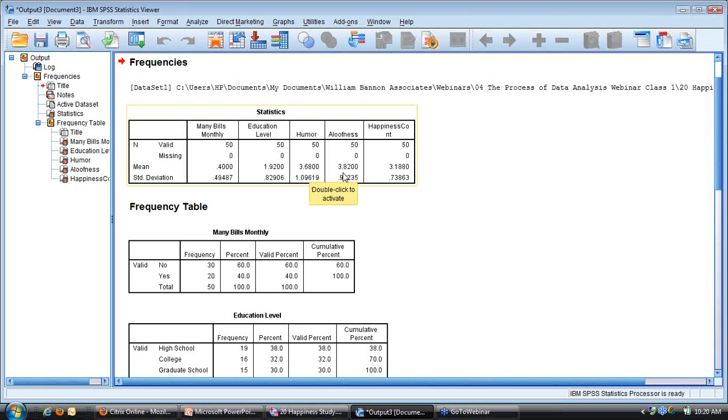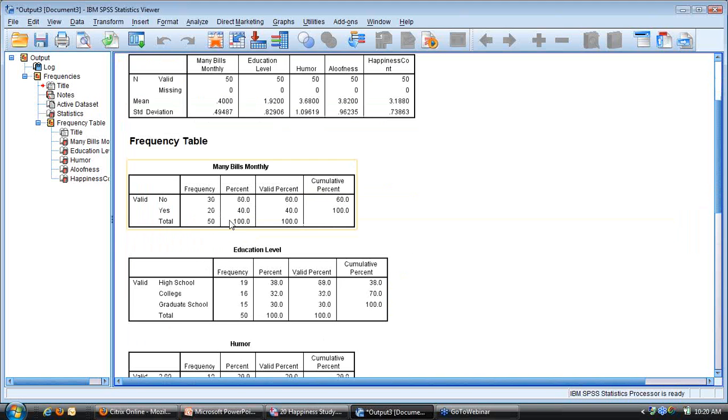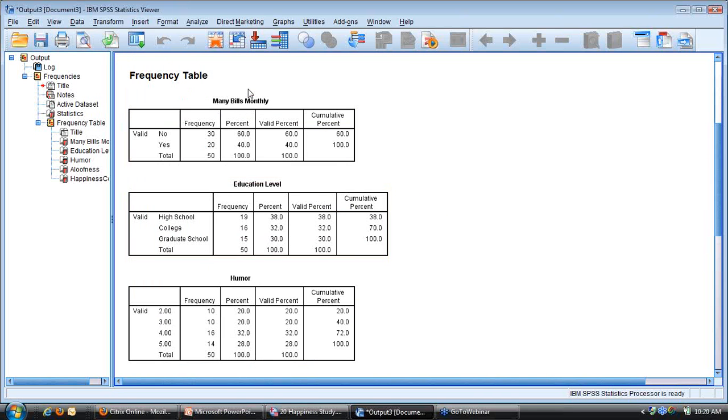So 3.68, the standard deviation 1.09, the mean 3.82 for aloofness, 3.18 or 19 if we round it up for happiness, right? And then down here, we have the frequency tables that show dispersion. So for many bills monthly, yes, 20 people have many bills monthly, which is 40%. 30 people, no, which is 60%, do not, right?